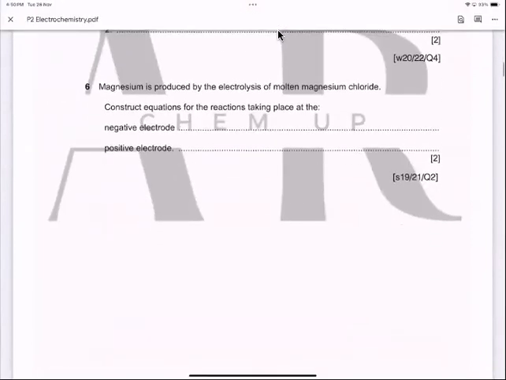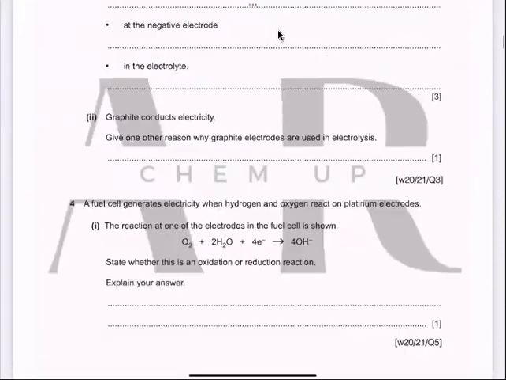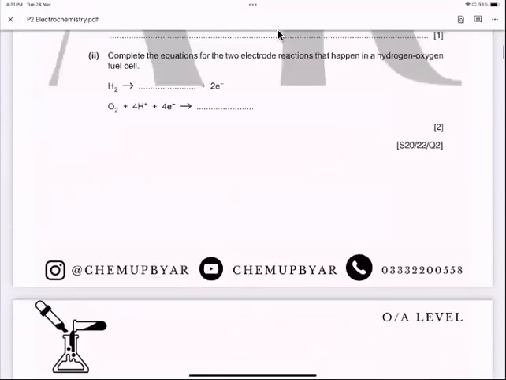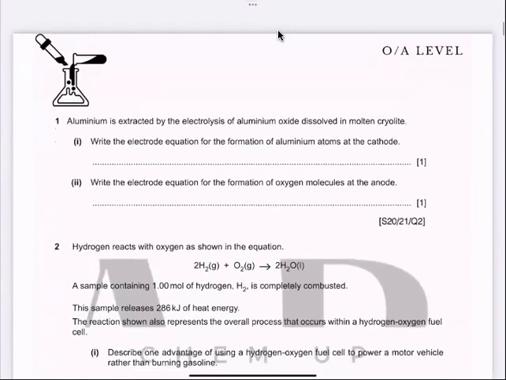Okay, this question number 6. But here you have to again construct the equations. They are asking you to write the equation, so you have to write the equations only. Okay, this one. Only one, not two. Take the picture of one as well.